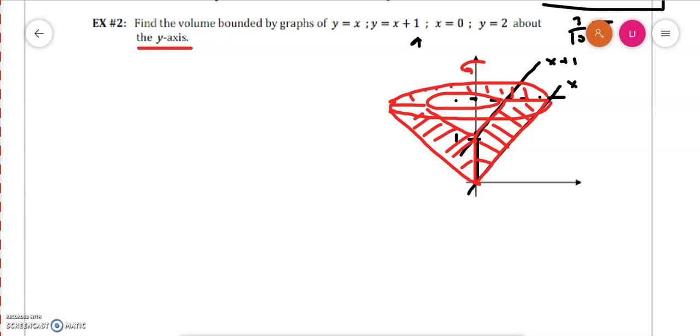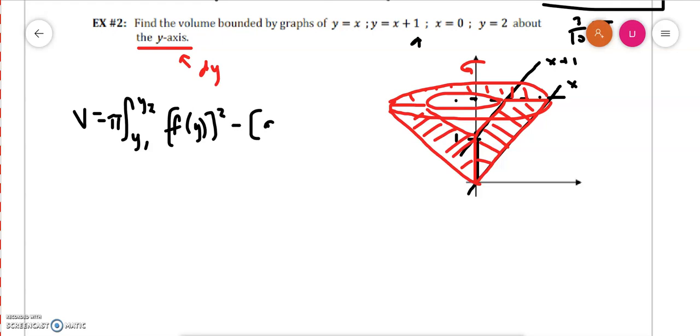All right, but also, since we're revolving again around the y-axis, we know we need dy's. So if we're going to find a volume, we're going to need a y1 to y2. I'm just going to put the pi outside because we know that's a constant multiple and the integration doesn't affect it. Now we're going to need the larger function squared minus the smaller function squared dy. So let's see what we can fill in with these.